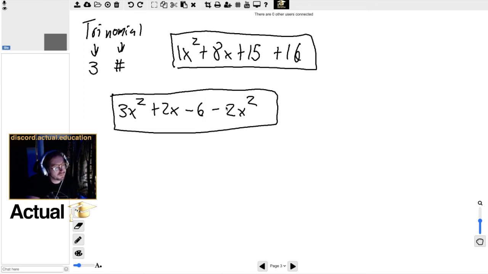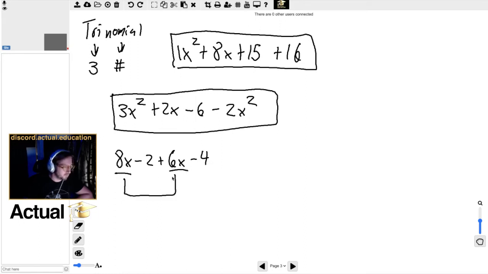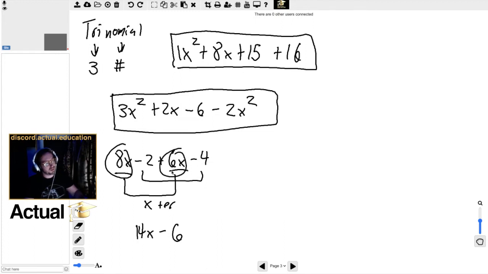The big example they do with that, if you had like 8x minus 2 plus 6x minus 4, you could group this by terms, right? Because you have the 8x and the 6x. These are like the x terms, right? And minus 2 and minus 4, right? So that's why this would simplify to become 14x minus 6, right? Because the 8x and the 6x combine to become 14x, and then the minus 2 and the minus 4 combine to become minus 6. Does that make sense? Yeah, it looks pretty simple.